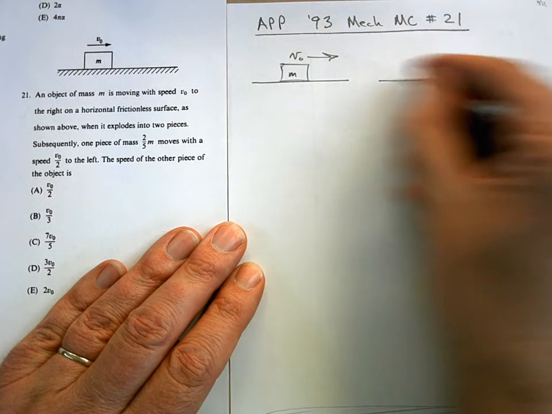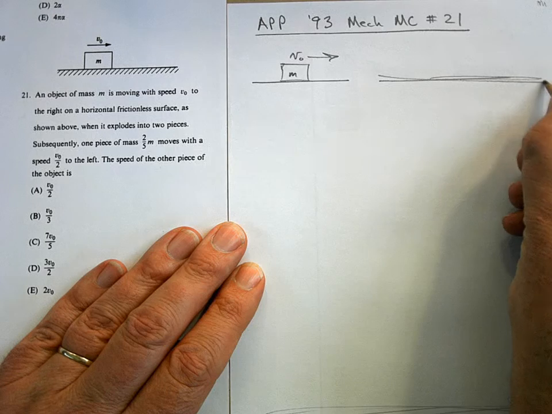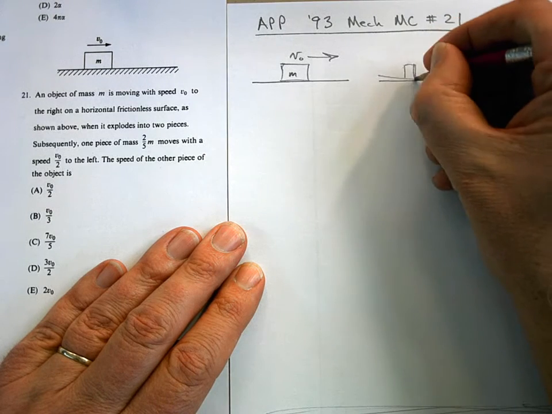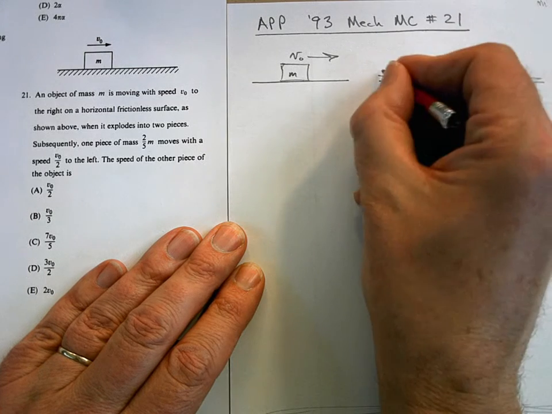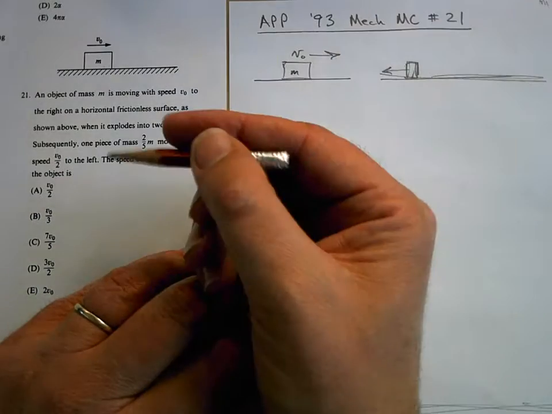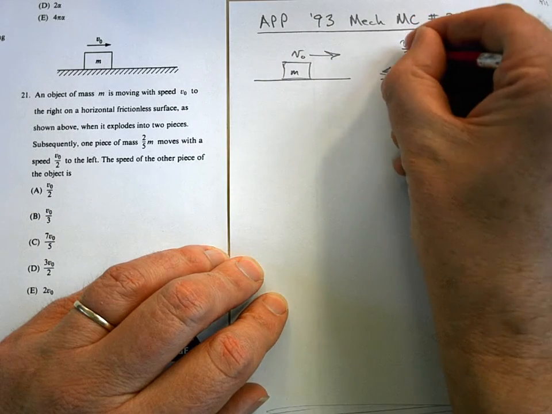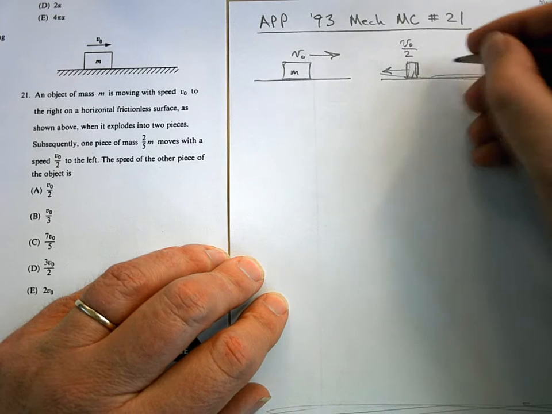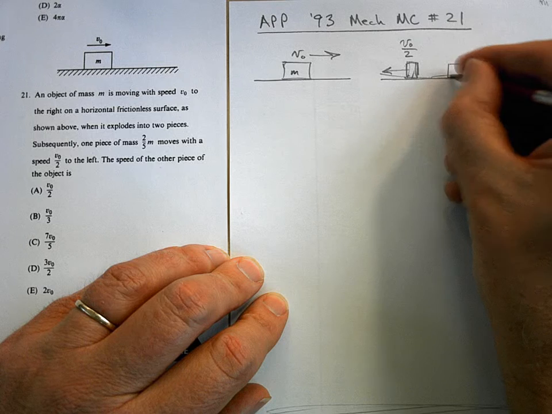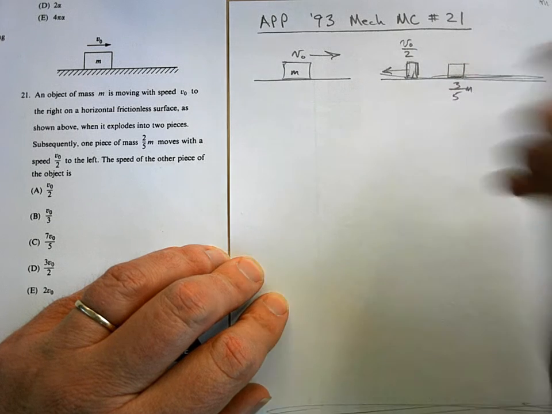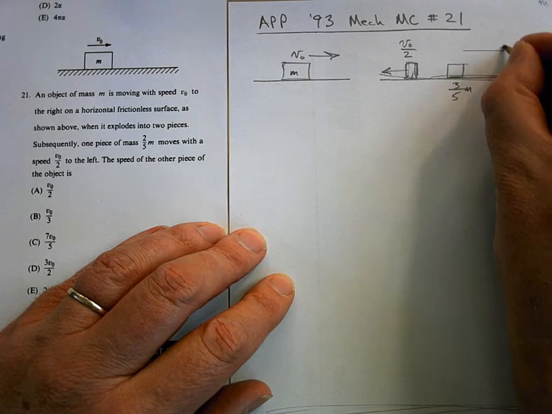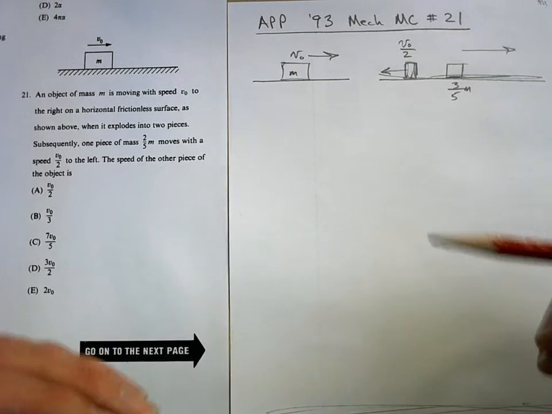Now, let's take a look at it after the explosion. You've got a piece that's 2/5 m, a chunk like this, but it's moving like this. So the explosion was so much that 2/5 of it gets pushed with v0 over 2 to the left. What does that tell you about the rest of it? Well, if this is 2/5, this is going to be 3/5 of the mass, right? And it's going to move pretty fast to the right because momentum has to be conserved here.